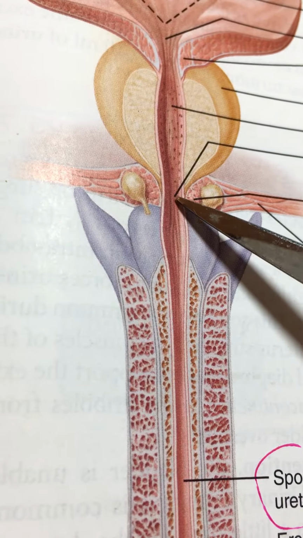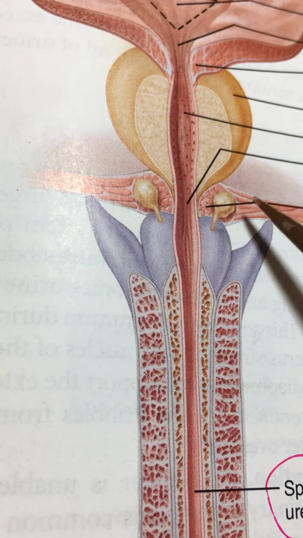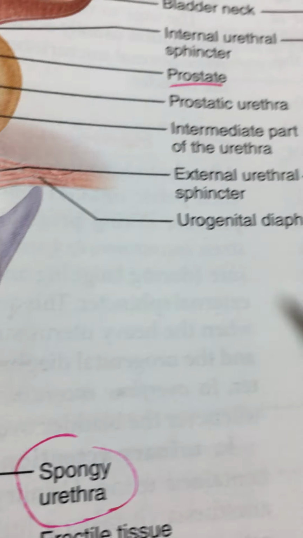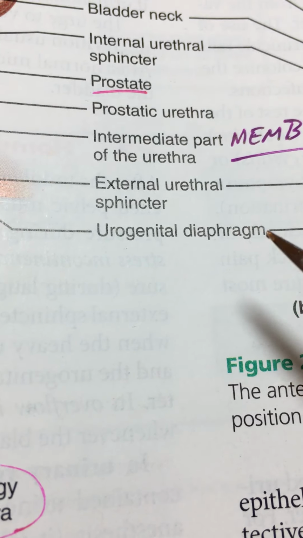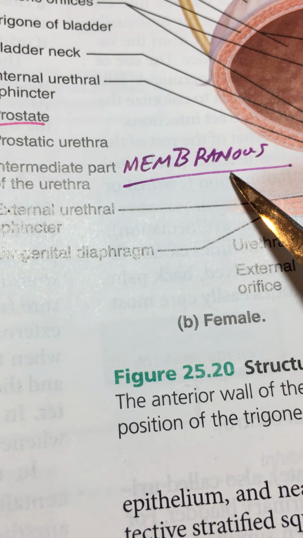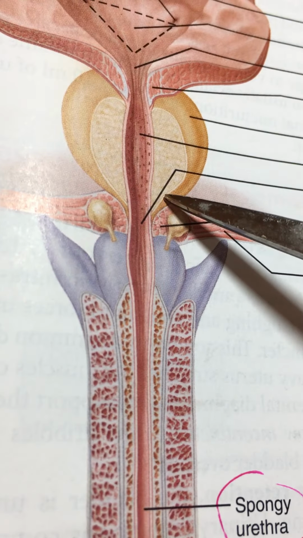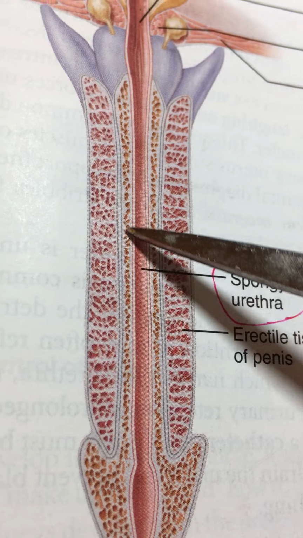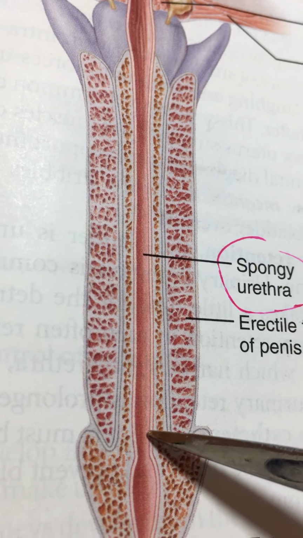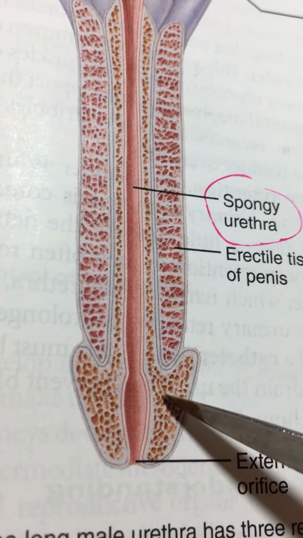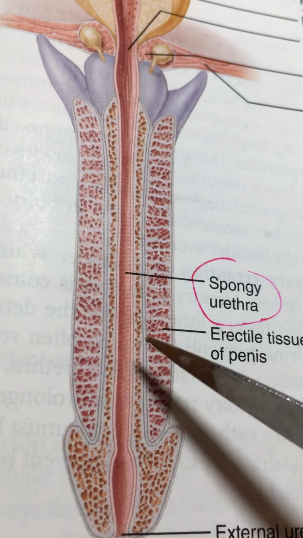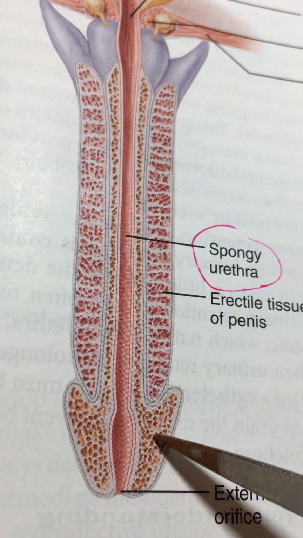Then we get to this section right here that goes through the floor of the perineum, the floor of the pelvis, and it should be referred to as the membranous urethra. I just wrote it in. And then we have this elongated portion of the urethra here, which passes through the penis, specifically through this portion right here called the cavernous spongiosum.